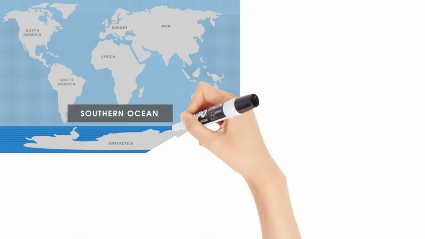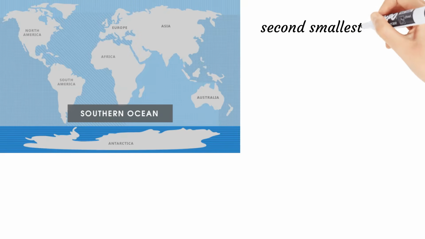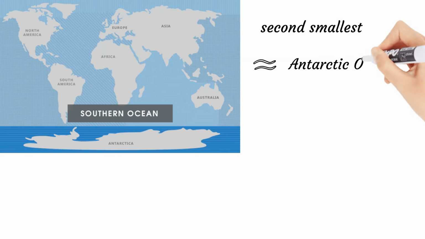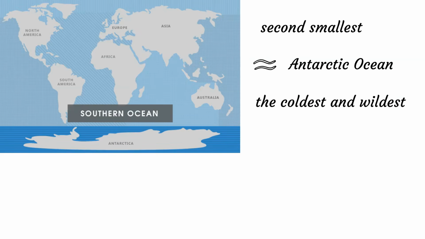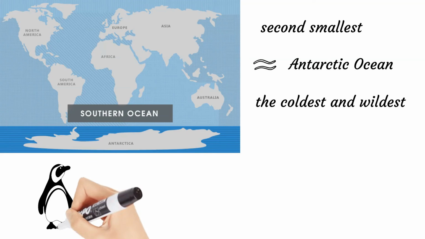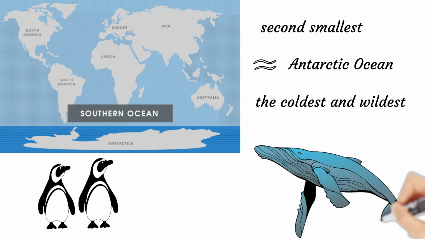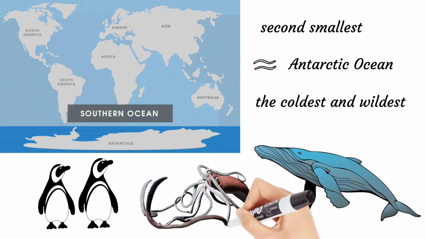Southern Ocean is the 2nd smallest ocean in the world. It is also known as the Antarctic Ocean as it surrounds Antarctica. It is the coldest and wildest ocean in the world. The Southern Ocean is home to emperor penguins, blue whales, elephant seals, giant squid and the wandering albatross.